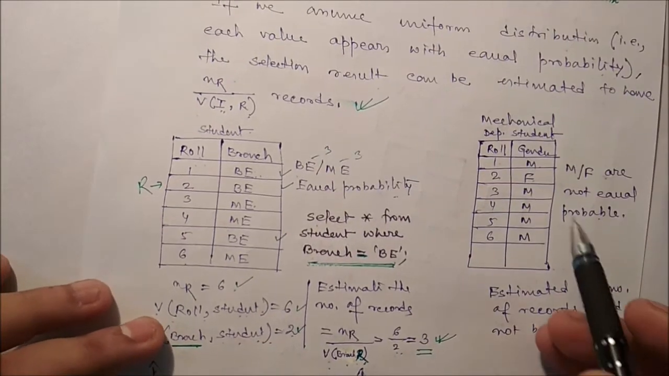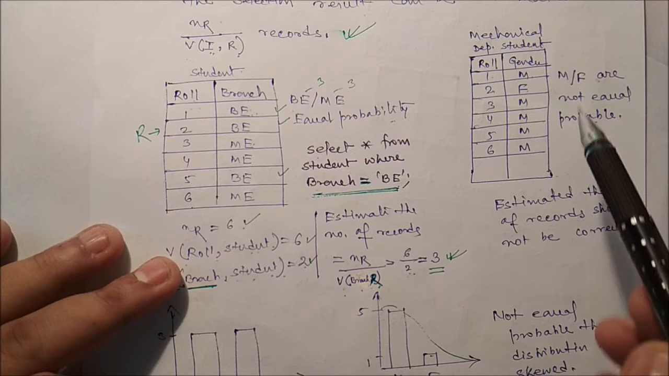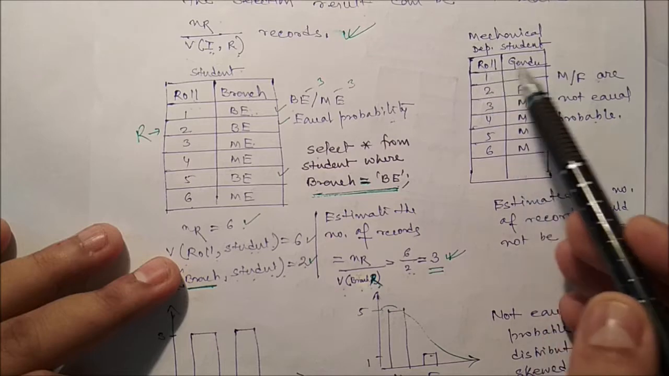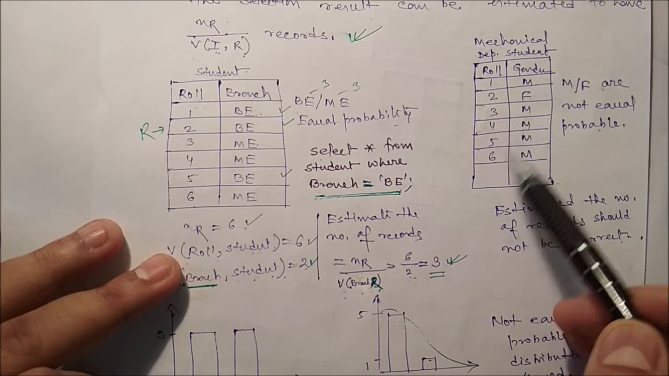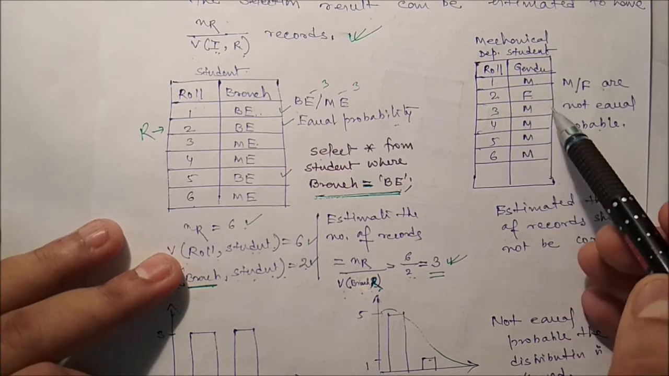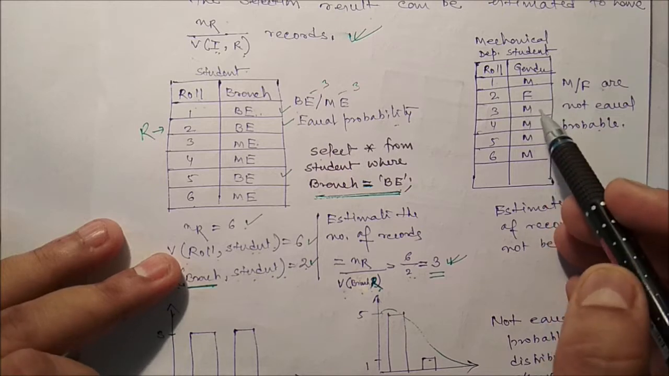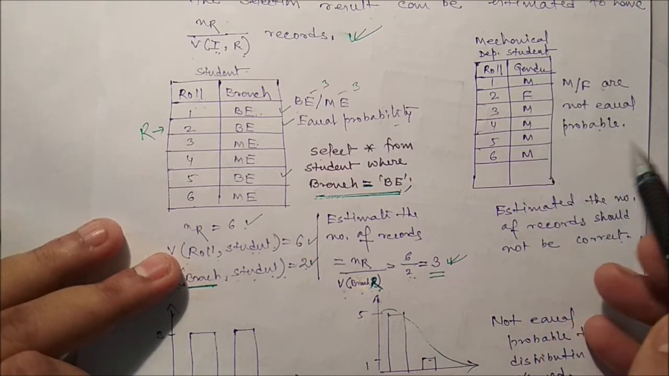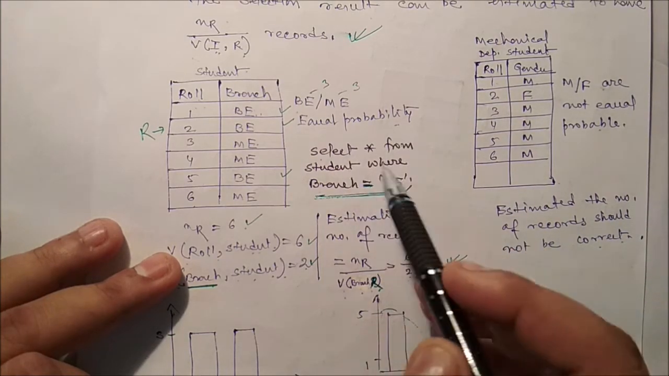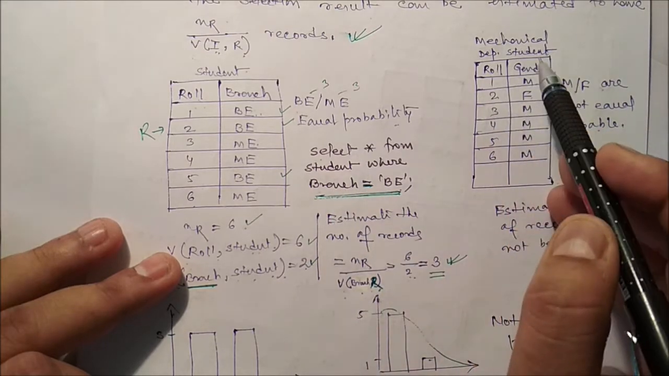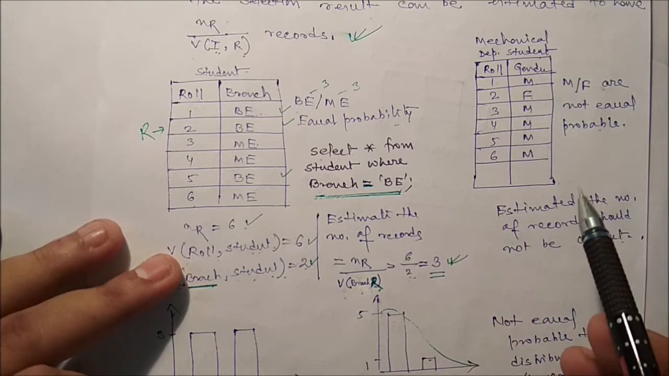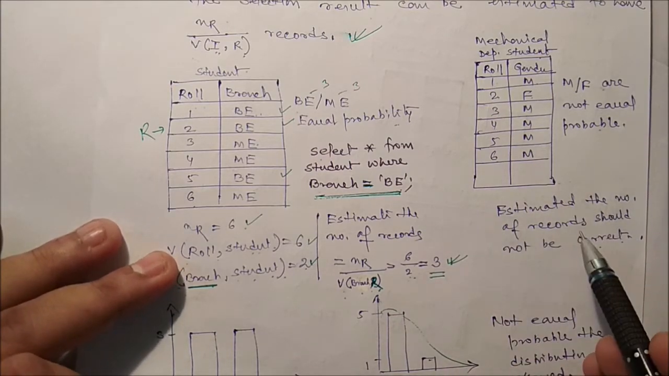Similarly, suppose another example where the distribution is not equally probable. Mechanical department student information is there, say roll number and gender. Roll numbers are 1, 2, 3, 4, 5, 6, and gender is male, female, male, and so on. Practically, we have seen that in the mechanical department very few female students enroll, so male and female are not equally probable. Now the estimated number of records will not be correct. Suppose you write select asterisk from mechanical department student where gender is equal to male. That estimate will not be correct because the distribution is not equally probable, or not uniform.